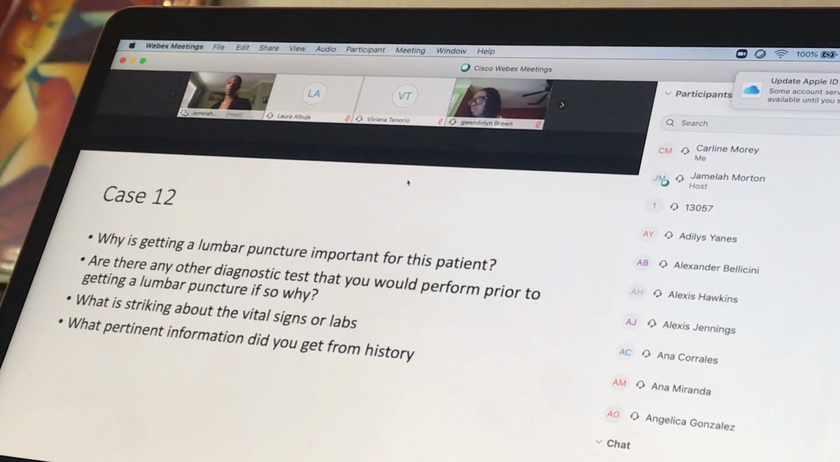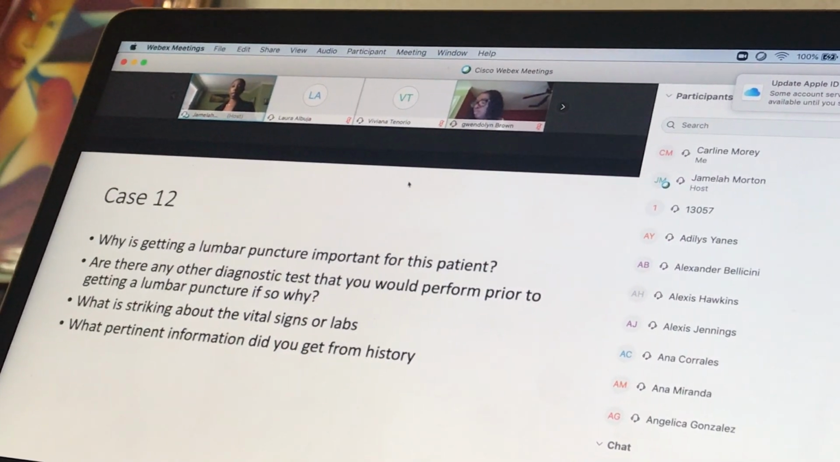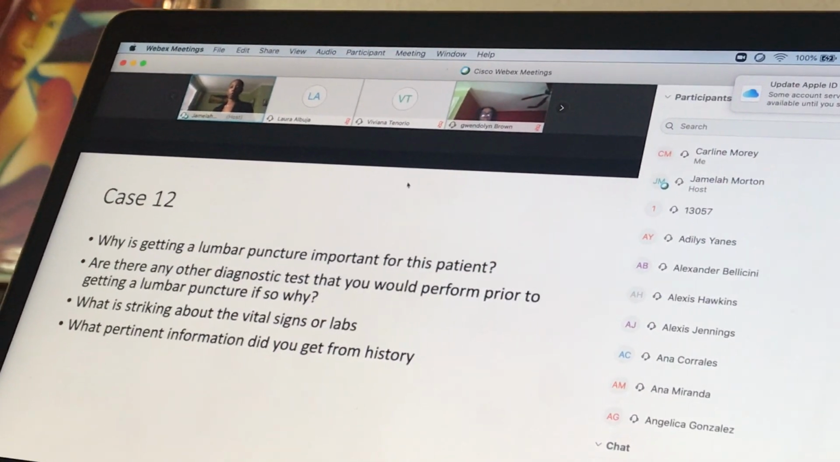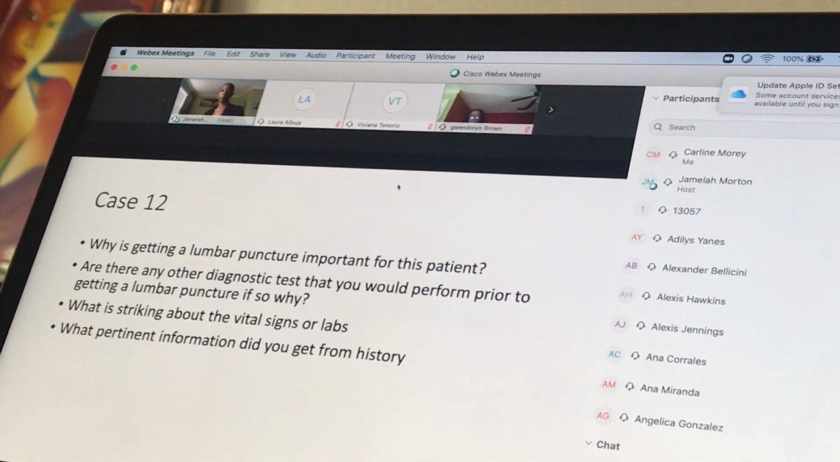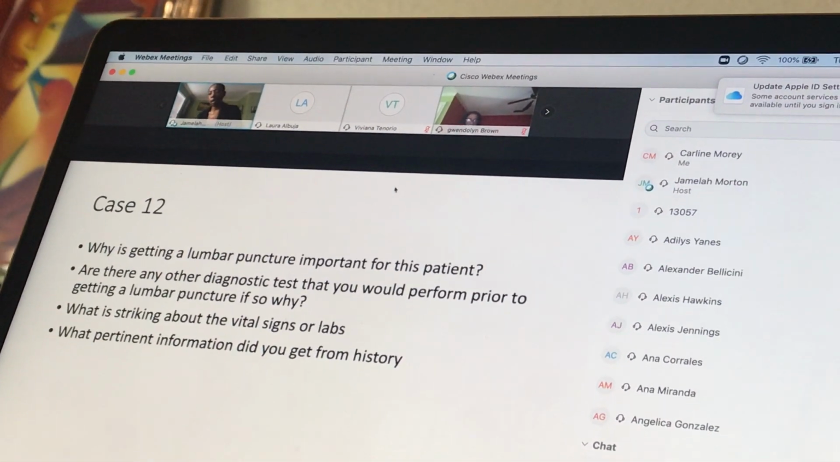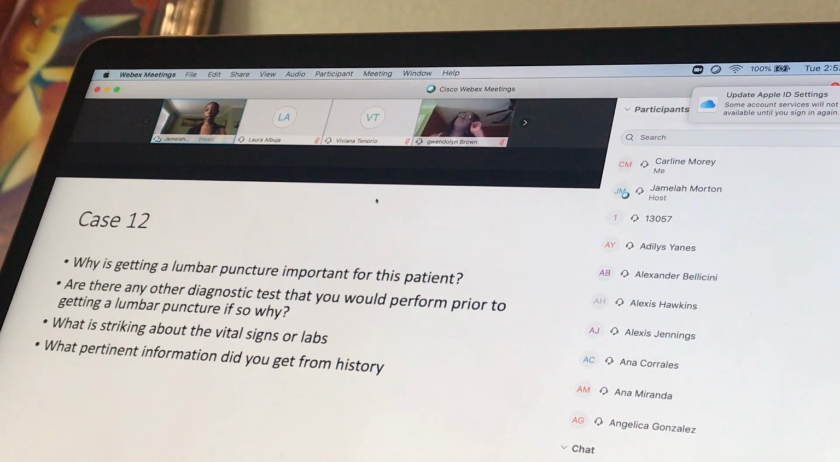What's striking about the vital signs in lab? We talked about those. What pertinent information did you get from the history? The fact that he had the flu shortly before would be indicative. Anything else, Laura? No questions here. All right. Guys, do you have any other questions? Do you need any clarification on the CSF? That whole thing was just to introduce how to analyze the CSF.